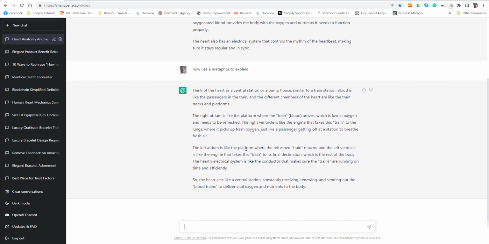The left atrium is like a platform where the refreshed train returns, and the left ventricle is like an engine that takes this train to its final destination, which is the rest of the body. The heart's electrical system is like a conductor that makes sure the trains are running on time and efficiently. So the heart acts like a central station, constantly receiving, renewing, and sending out blood trains to deliver vital oxygen and nutrients throughout the body.